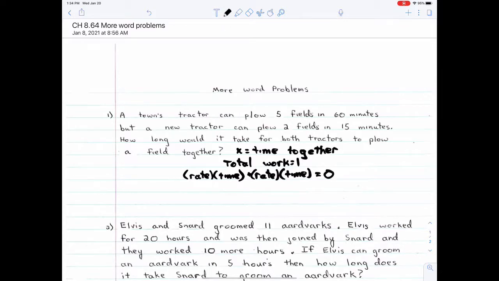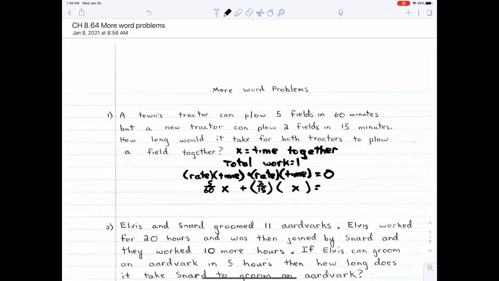Okay, so what's the rate of the original? The time of each is x. What's the rate of the original? It can plow 5 fields in 60 minutes. So that's going to be 5 fields per 60 minutes. And you would call that 1/12. Okay? What's the rate of the new tractor? It can plow 2 fields in 15 minutes. So it's 2/15.